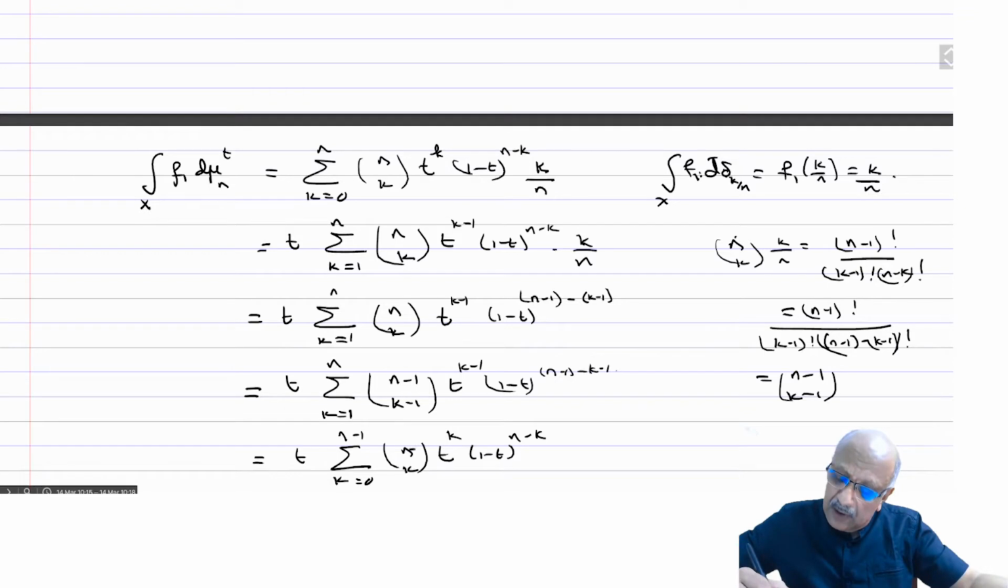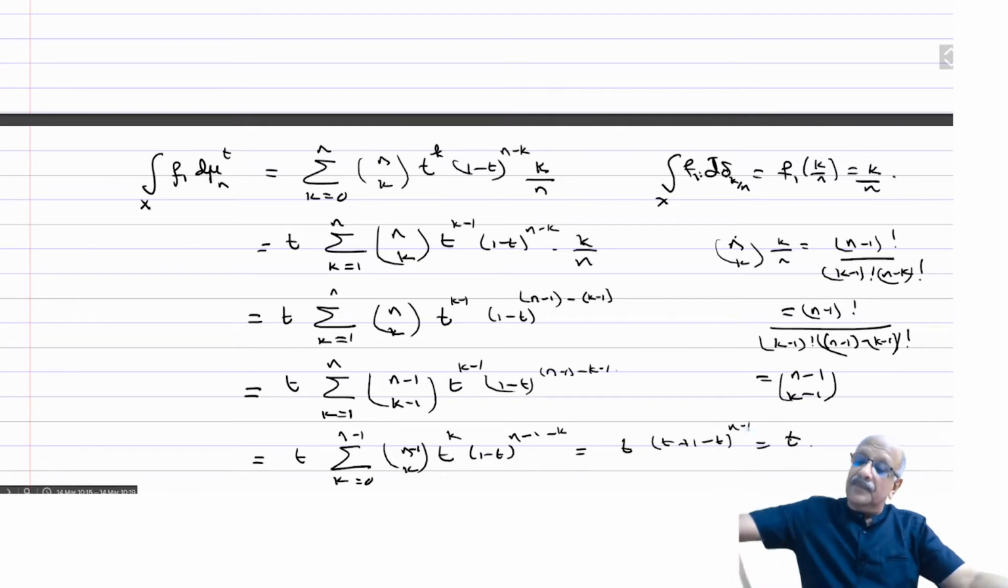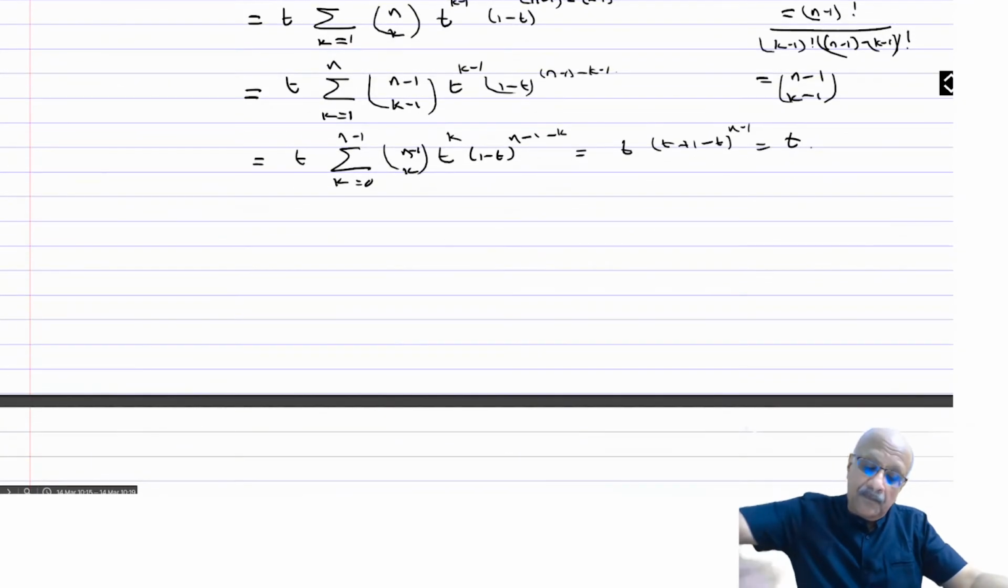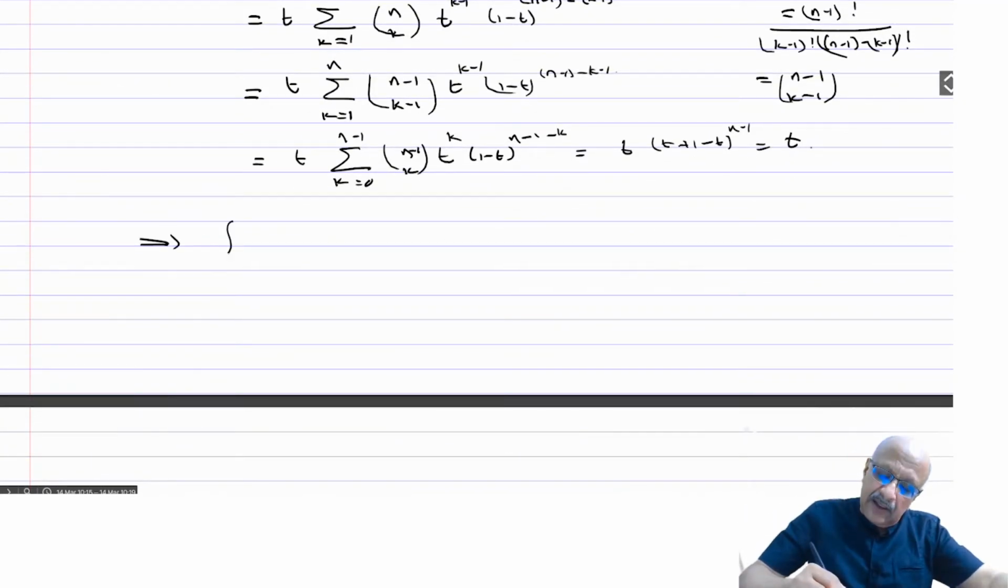replaced k minus 1 by k and changed the range of the k. Okay, so that is t times, now again this is (t plus 1 minus t) power n minus 1, and that's equal to t. So we get integral f1 d mu n t over x is just t.